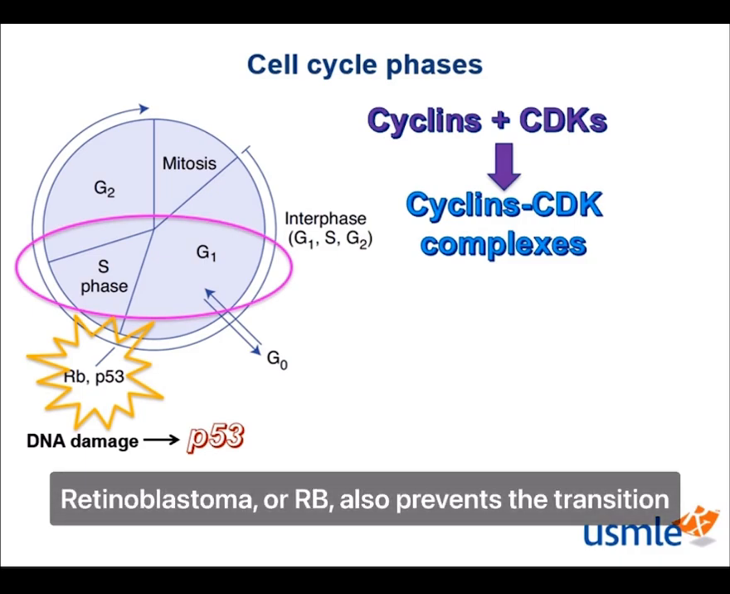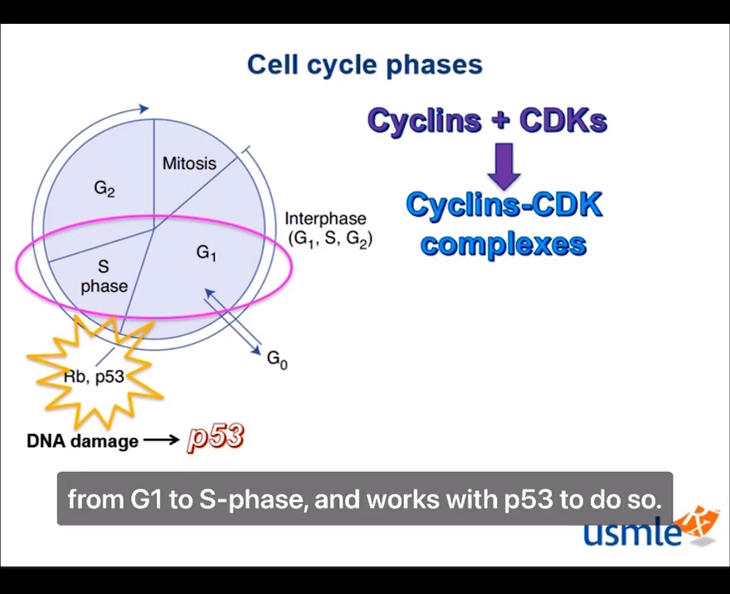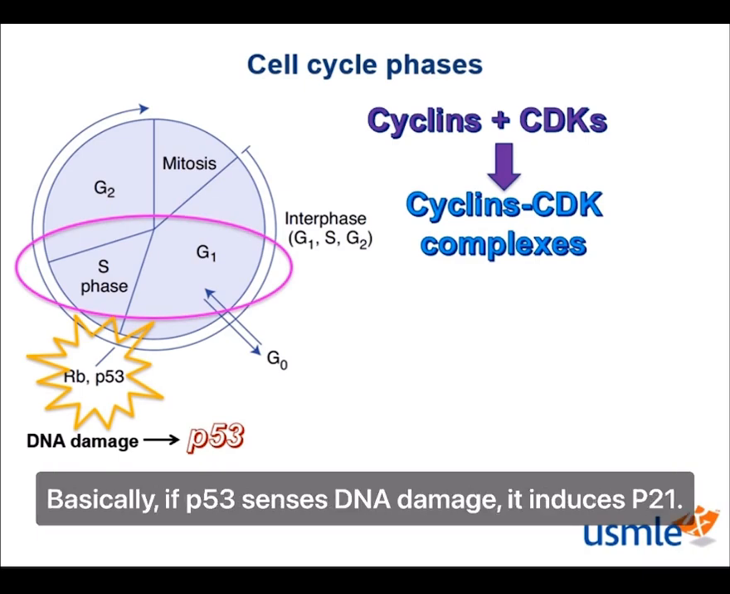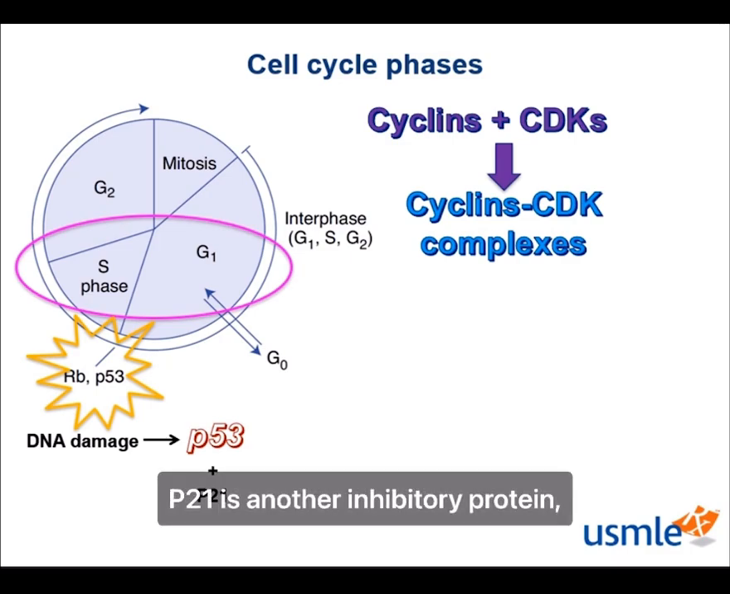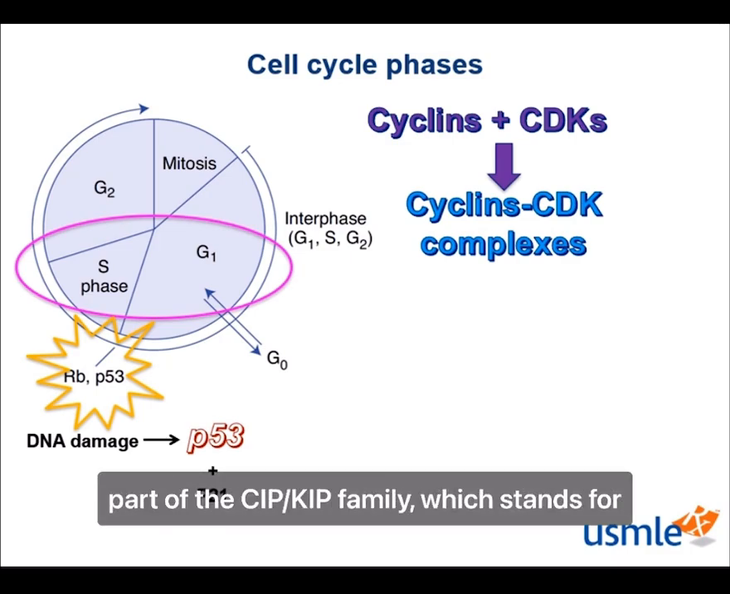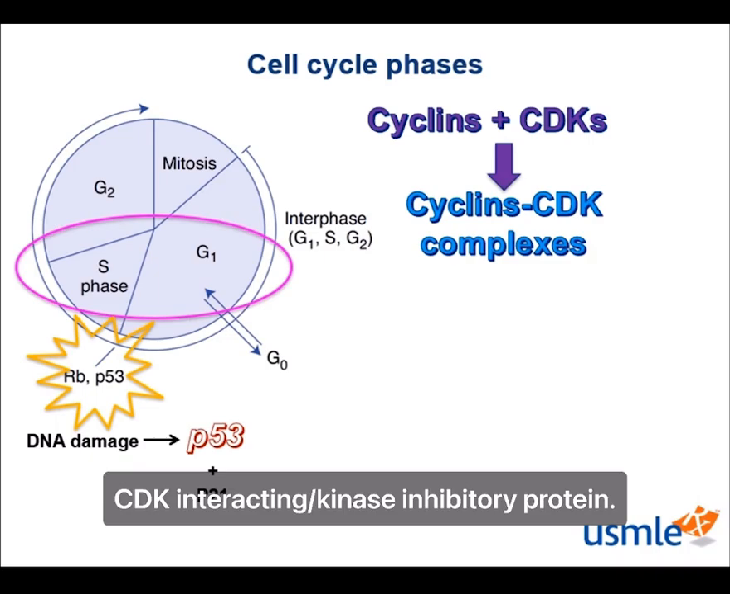Retinoblastoma, or RB, also prevents a transition from G1 to S phase and works with P53 to do so. Basically, if P53 senses DNA damage, it induces P21. P21 is another inhibitory protein, part of the CIP-KIP family, which stands for CDK interacting protein kinase inhibitory protein.